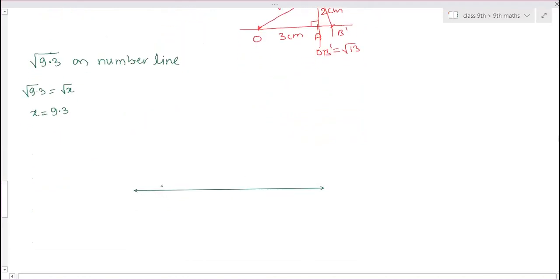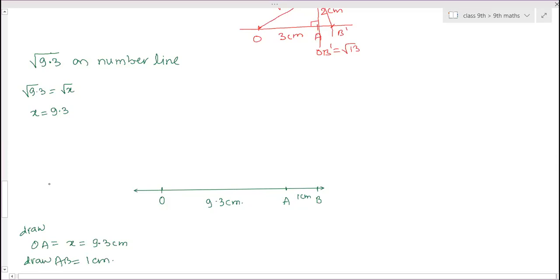Now here, one number line we have to draw. Take the origin point, 0 point, as O. Now we have to take the O to A distance. Draw OA equal to x, that is 9.3 centimeter. Okay. O to A, you have to draw as 9.3 centimeter. Then after that, draw AB equal to 1 centimeter. In all the cases, always after A, B is at a 1 centimeter distance.